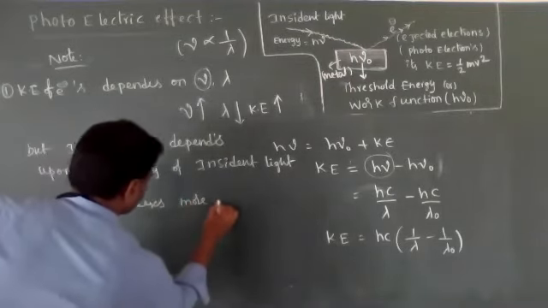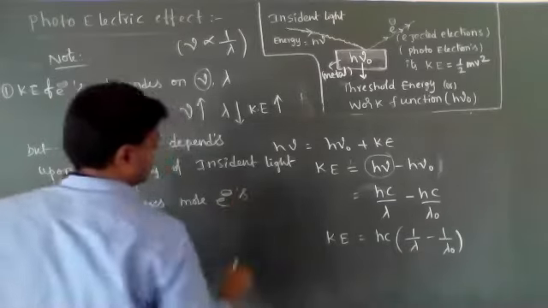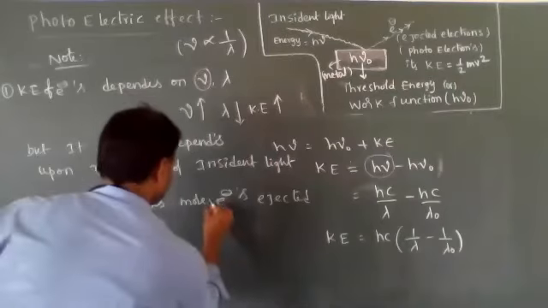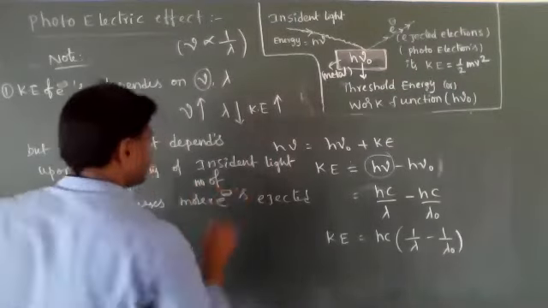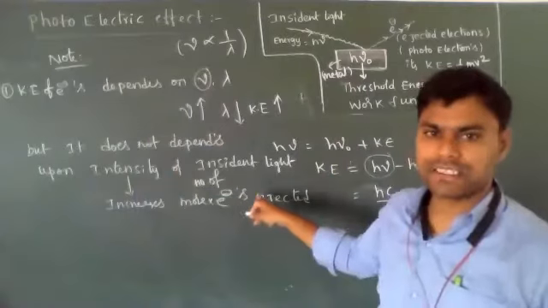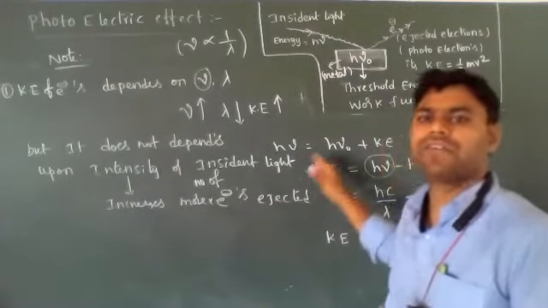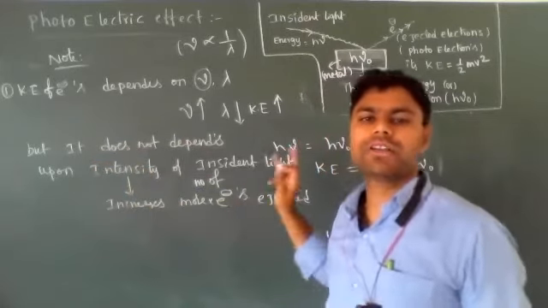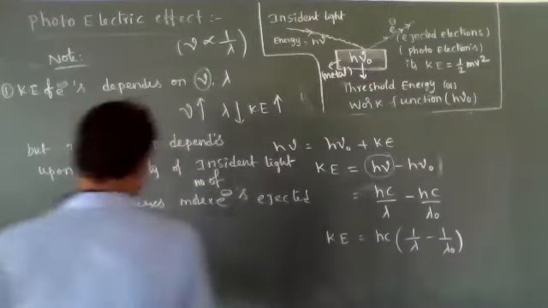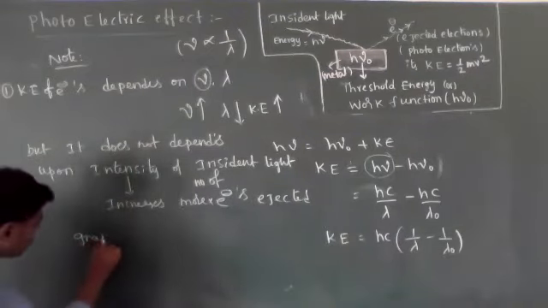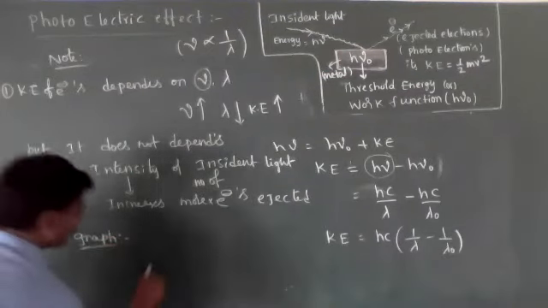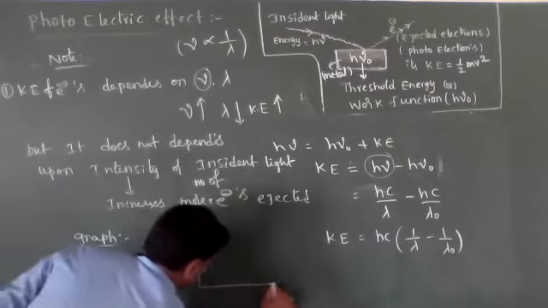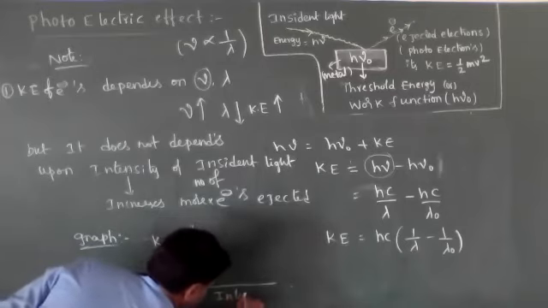When the intensity of incident light increases, more electrons are ejected. But kinetic energy does not depend upon the intensity of incident light. That's why the graph of kinetic energy with respect to intensity is a straight line.